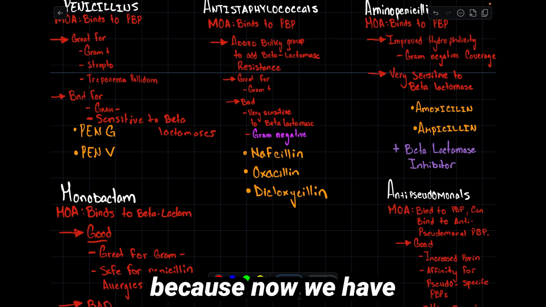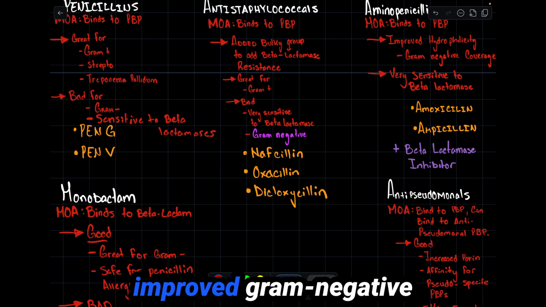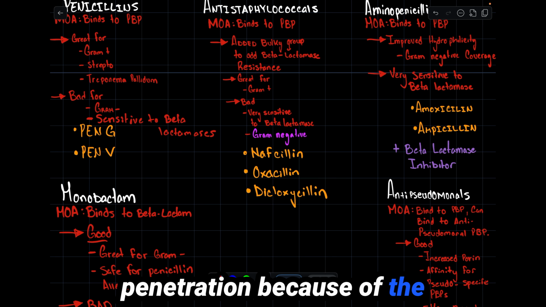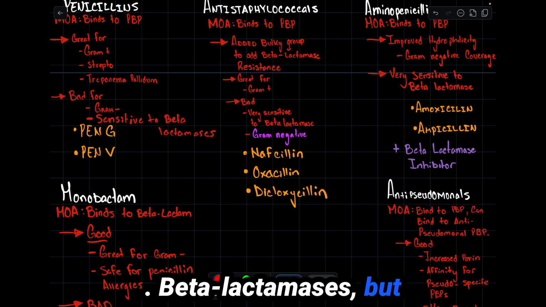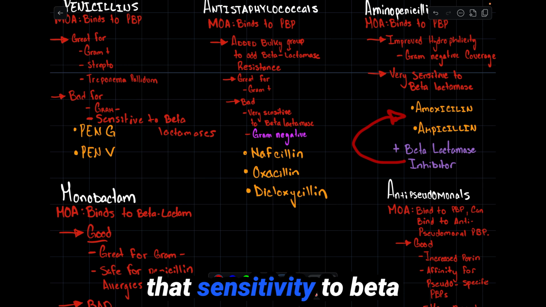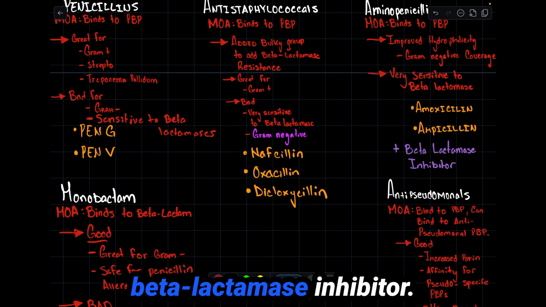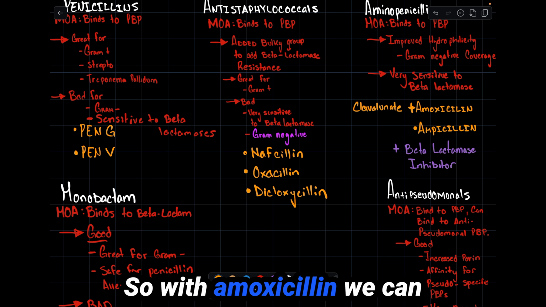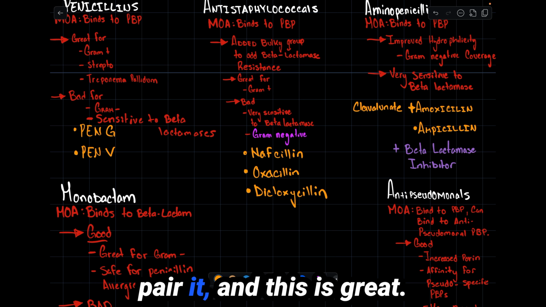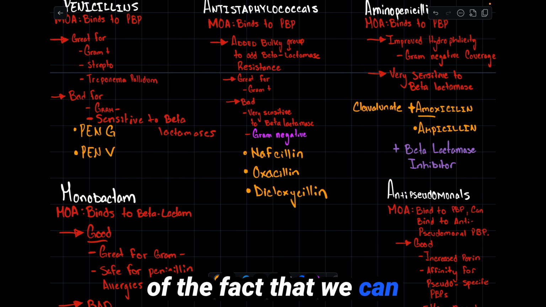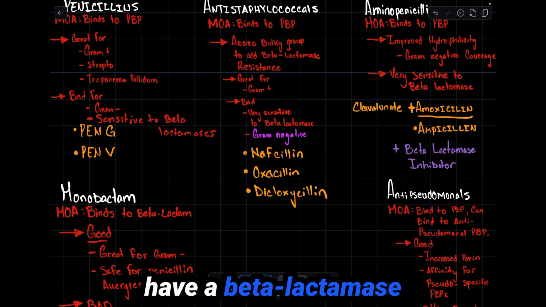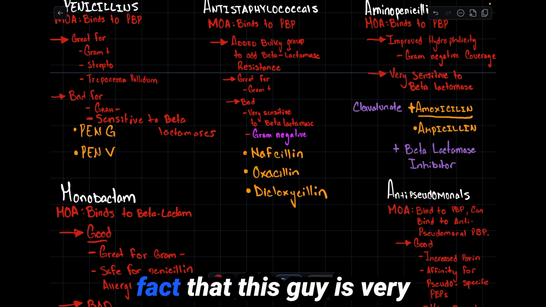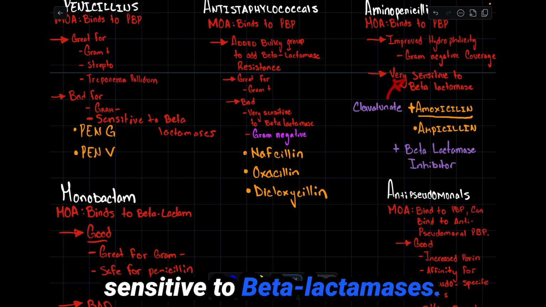And the reason why is because now we have improved gram-negative penetration because of the hydrophilicity that's added. We recognize that it's still sensitive to beta-lactamases, but now we're going to address that sensitivity by adding a beta-lactamase inhibitor. So with amoxicillin, we can combine clavulanate, we pair it, and this is great. We're taking advantage of the fact that we can have deep gram-negative penetration, and now we have a beta-lactamase inhibitor to address the fact that this guy is very sensitive to beta-lactamases.